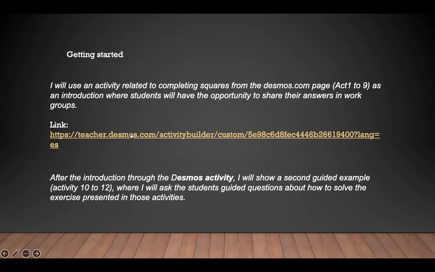For a start, I will use the Desmos activity to complete the square, from activity 1 to 9. And I will show you in a minute. This is the link. I will share this presentation too, so you can check this website. It's very good. After activities 1 to 9, when they need to work for themselves, I will show and work with them on activities 10 to 12.